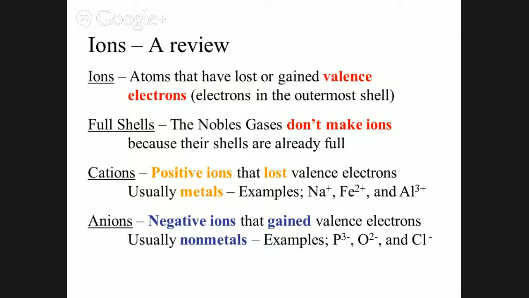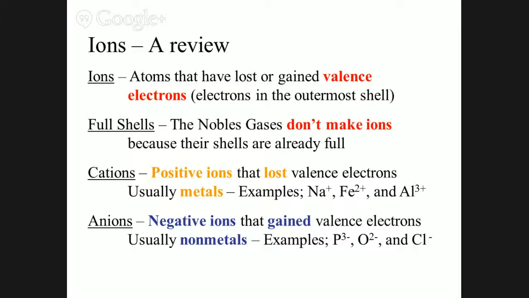Of course, we have two types of ions. We have the positive ions called cations that have lost valence electrons. These are the metals. And a couple examples are Na+, Fe2+, and aluminum 3+. Please note the positive exponent showing you that it's a positive ion and how many valence electrons they have lost.